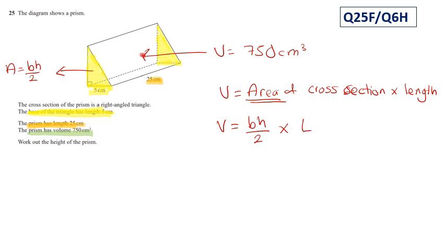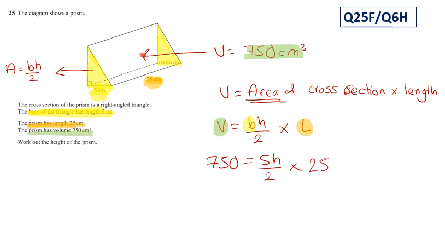So now what I need to do is to find H, I need to substitute all the values that I have into that formula and then rearrange. So the values that I have at the moment, I've got the length of the prism, I can substitute that in. I've got the volume of the prism, I can substitute that in and swap that out. And I've got the base of the triangle, and I can substitute that out. So if I rewrite this formula again, I've got 750 equals 5h over 2 times by 25.